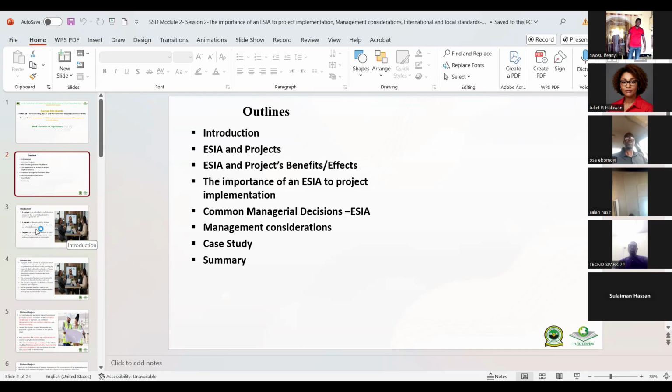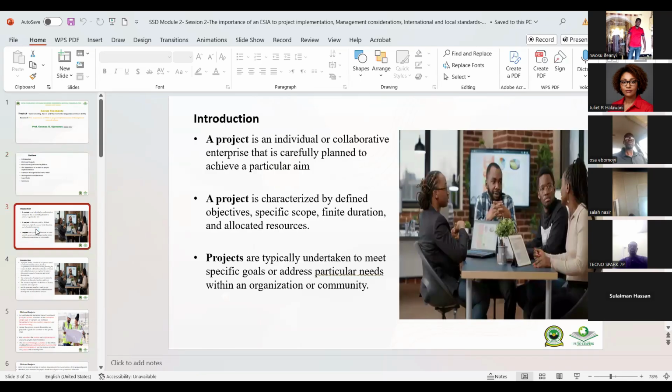Okay. So we start by way of introduction. We start by asking, what is a project? From the definition I have there, a project is an individual or collaborative enterprise that is carefully planned to achieve a particular aim. A project can also be defined as characterized by defined objective, specific scope, finite duration, and allocated resources.